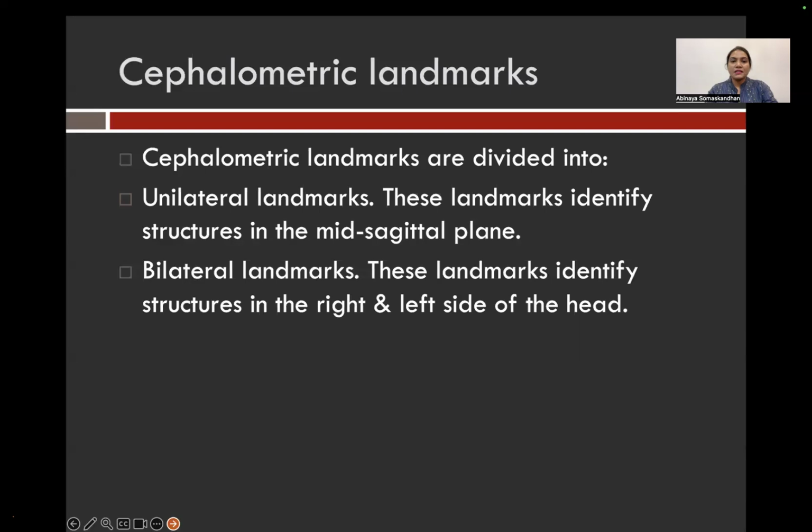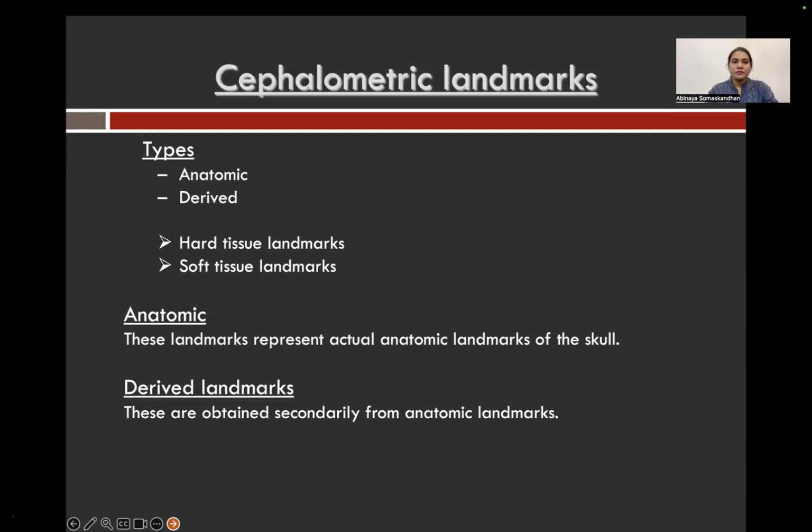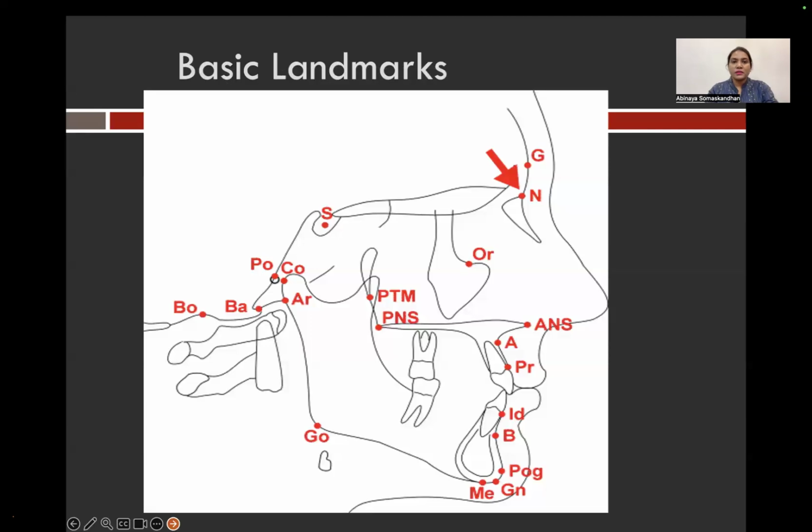The cephalometric landmarks are divided into unilateral landmarks and bilateral landmarks. Unilateral landmarks are identified structures in the mid-sagittal plane, whereas bilateral landmarks are identified structures in both the right and left side of the head. The cephalometric landmarks can be further divided into anatomic and derived, and they can also be divided as hard tissue landmarks and soft tissue landmarks. Anatomic landmarks represent the actual anatomic landmarks of the skull, whereas derived landmarks are ones which are obtained secondarily from the anatomical landmarks. So here are some of the basic landmarks.